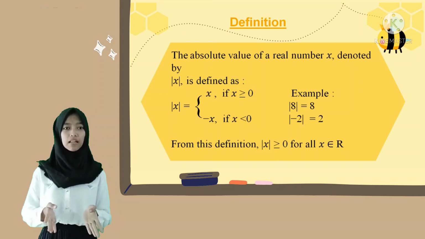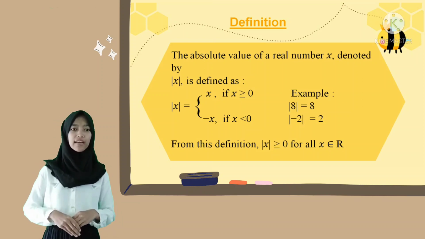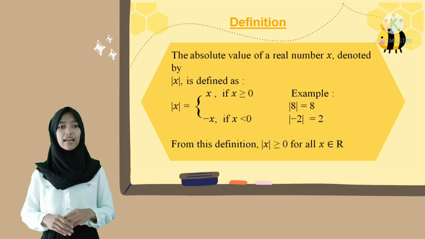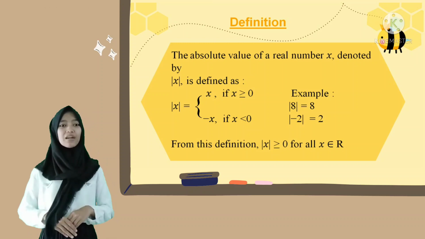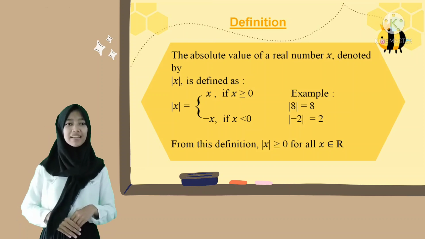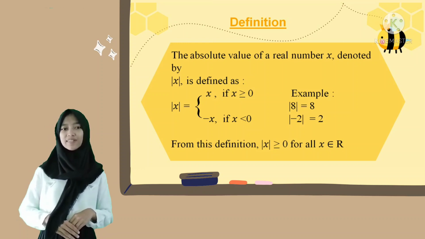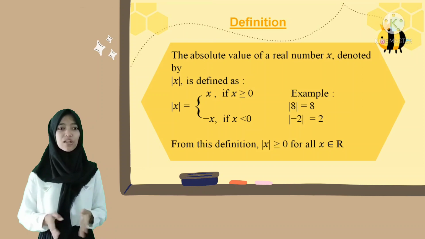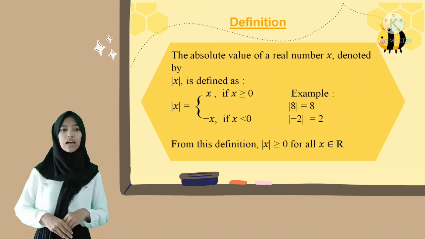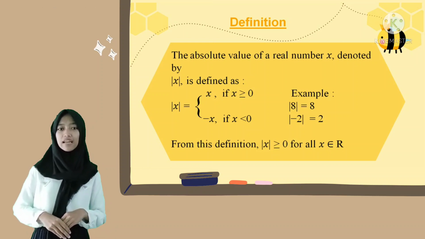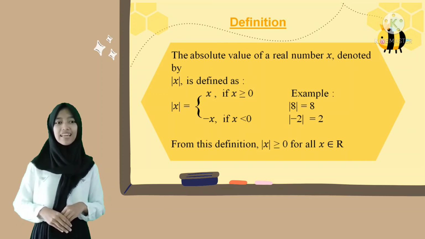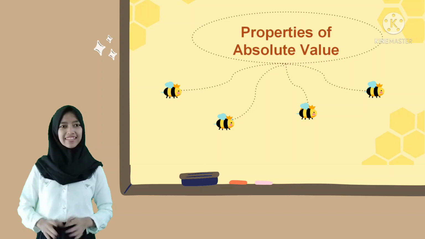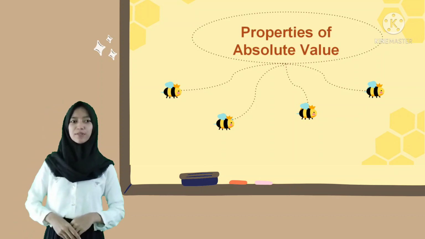For example, the absolute value of 2 equals 2, and the absolute value of minus 2 equals minus times minus 2 equals 2. From this definition, we can see that the absolute value of x is greater than or equal to 0 for all x, element of the real numbers. Next, properties of absolute value.